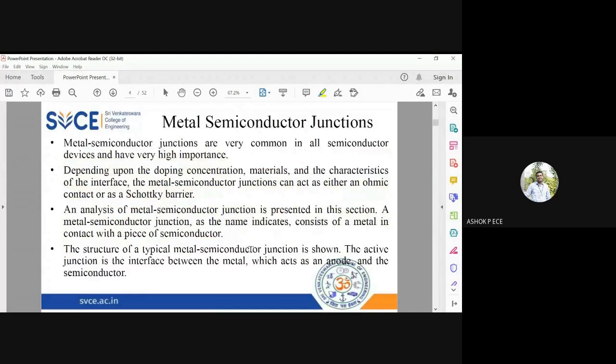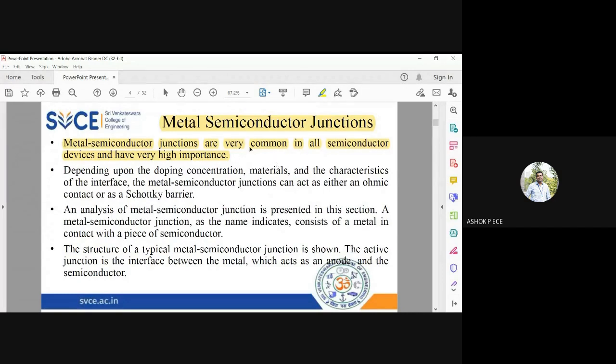Okay. So now we are going to start with metal semiconductor junction. In contrast to what we have seen, the metal oxide semiconductor junction, now we are going to remove that oxide layer and we are going to have only a metal semiconductor junction. In recent days, removing the oxide layer is going to give us very good performance parameters.